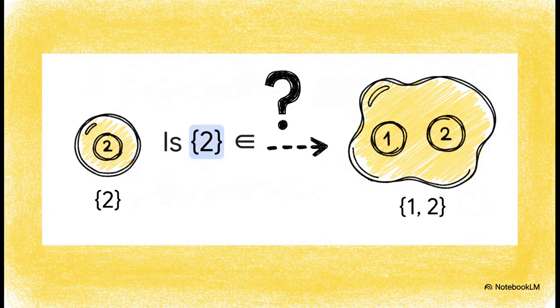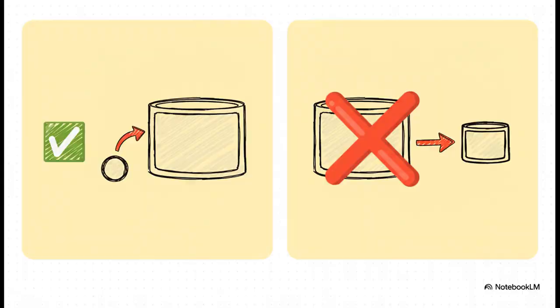Okay, first, a little warm-up, and it's a classic trick question, so watch out. The question is: is the set containing the number 2 an element of the set containing 1 and 2? Peep those curly braces, that's your hint. And the answer is a hard no.